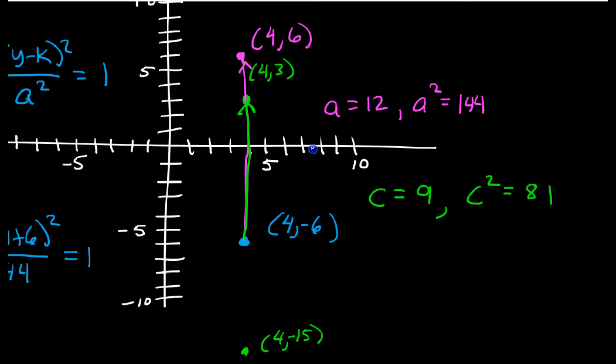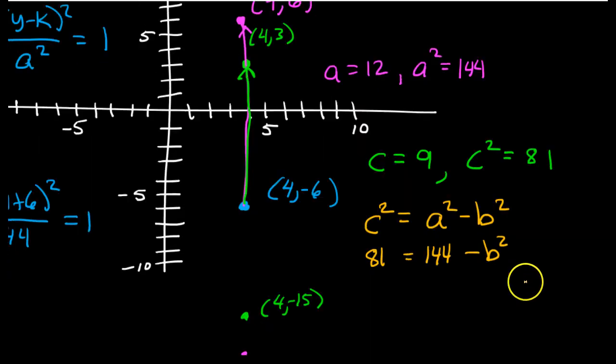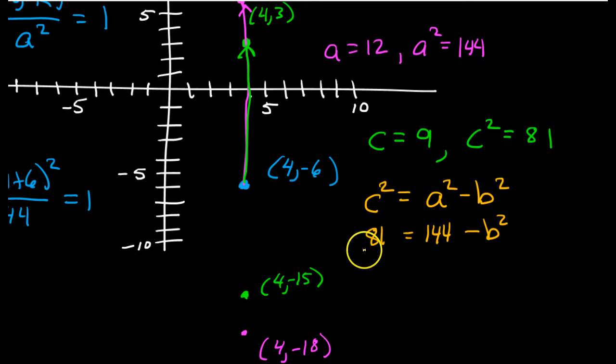But what I really need right now is b squared. But look, we know that c squared is equal to a squared minus b squared for an ellipse. So that means that 81, because that's my c squared, is equal to 144 minus b squared. Now, if I add b squared to both sides and subtract 81 from both sides, basically I'm going to move this to the left and move this to the right. Then I'm going to get b squared is equal to 144 minus 81. Okay, so what's that?